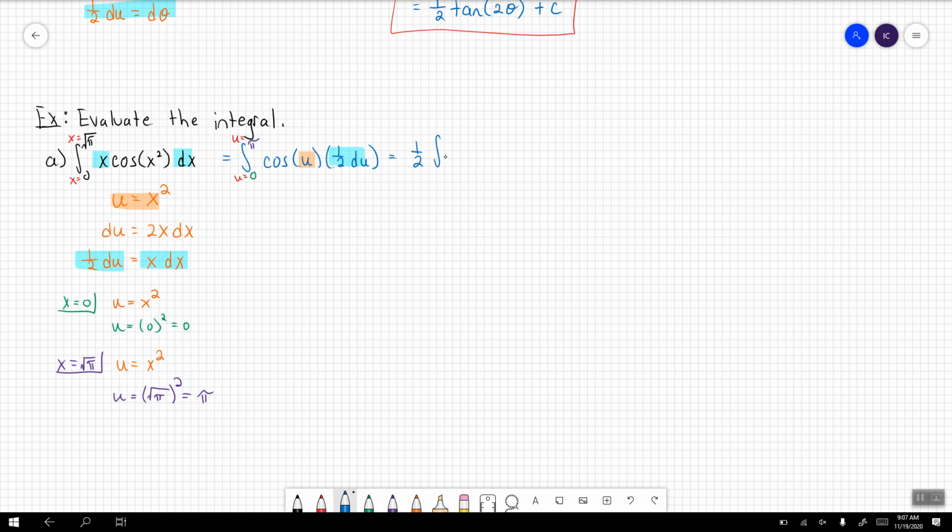1/2 multiplied by the integral from 0 to pi for cosine of u du. The antiderivative for cosine is sine, and that's going to be evaluated from 0 to pi. Evaluate sine at pi minus sine at 0. Again, I don't need the constant because this is a definite integral. So sine at 0, naturally that's 0. Sine at pi, that's also going to be 0.